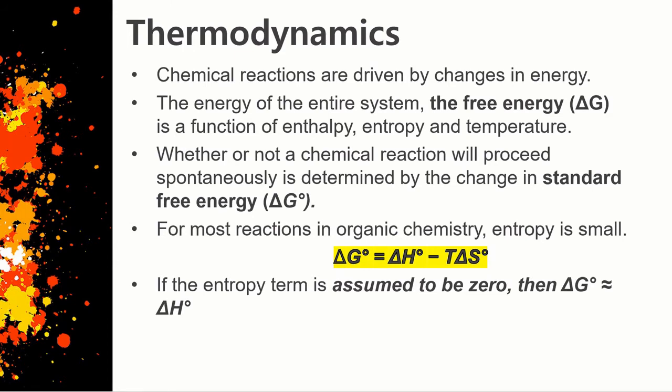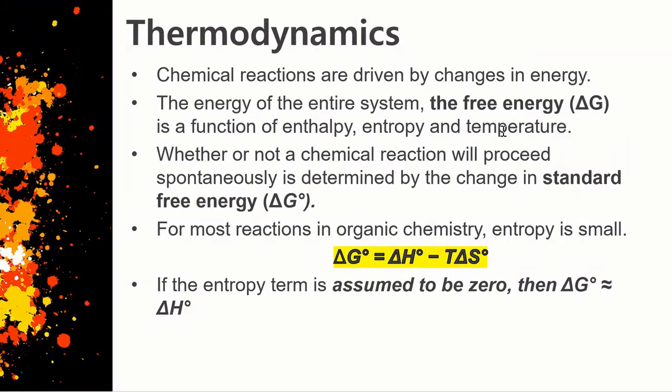So chemical reactions are driven by changes in energy, right? So we know about free energy, the energy of the entire system. The free energy is a function of the enthalpy, right? So if we recall, enthalpy, the H, entropy, which is the S, and T, which is temperature, right? So let me repeat that. The energy of the entire system, the free energy, is a function of enthalpy, entropy, and temperature. So whether or not a chemical reaction will proceed spontaneously is determined by the change in the standard free energy, which is delta G, right?